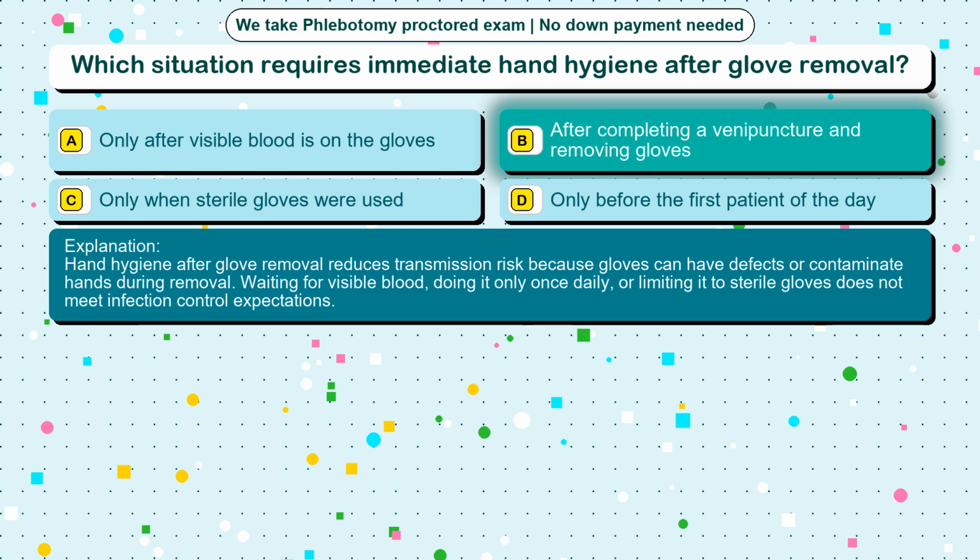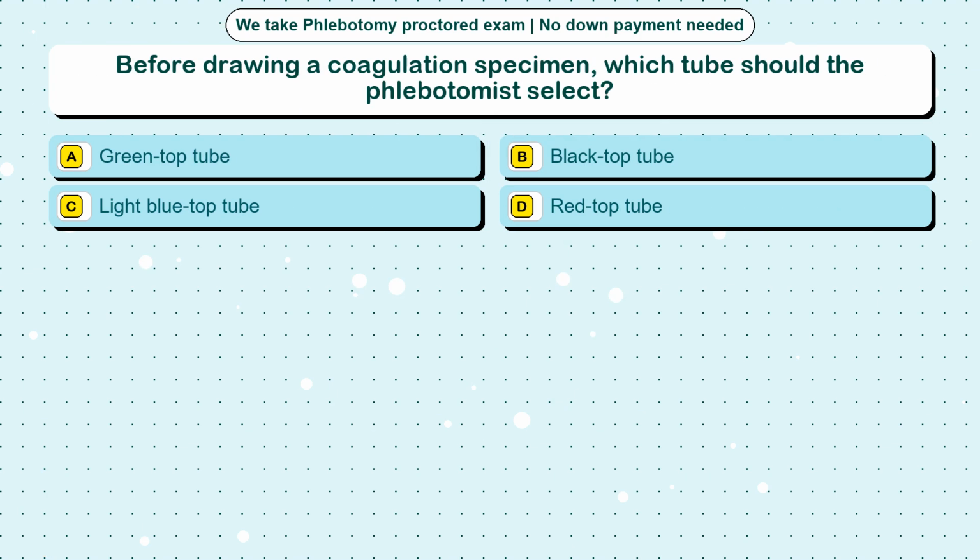expectations. Question 5. Before drawing a coagulation specimen, which tube should the phlebotomist select? Option A. Green top tube. Option B. Black top tube. Option C. Light blue top tube. Option D. Red top tube.